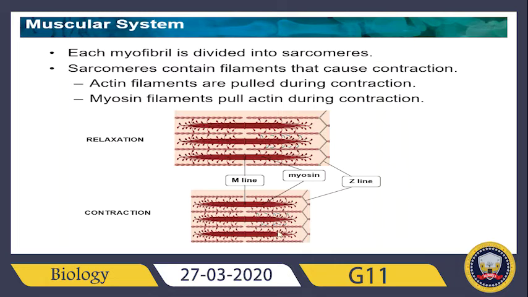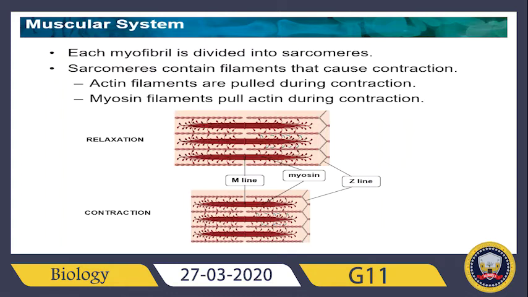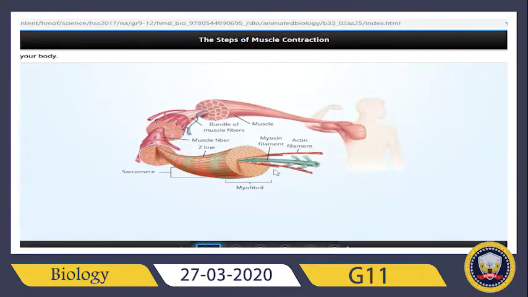Okay, so in contraction, the actin will move to the M line, causing the myosin filaments to pull actin during contraction. Let's see together. One minute, please.